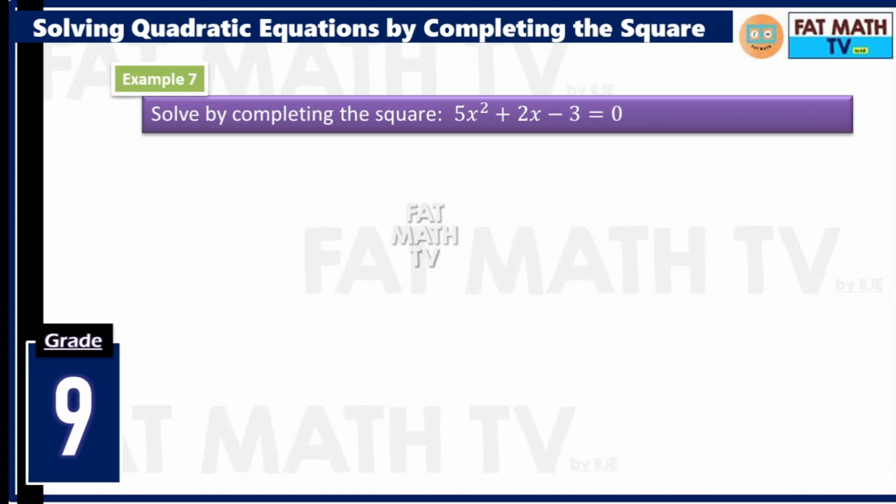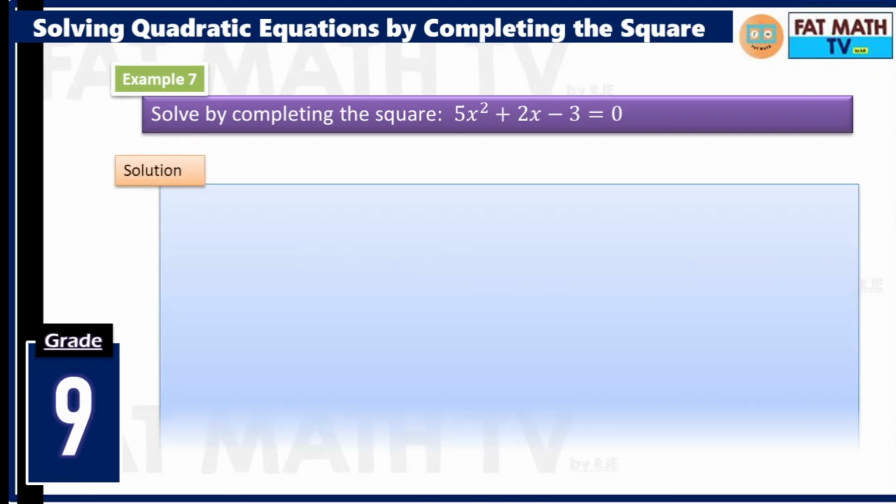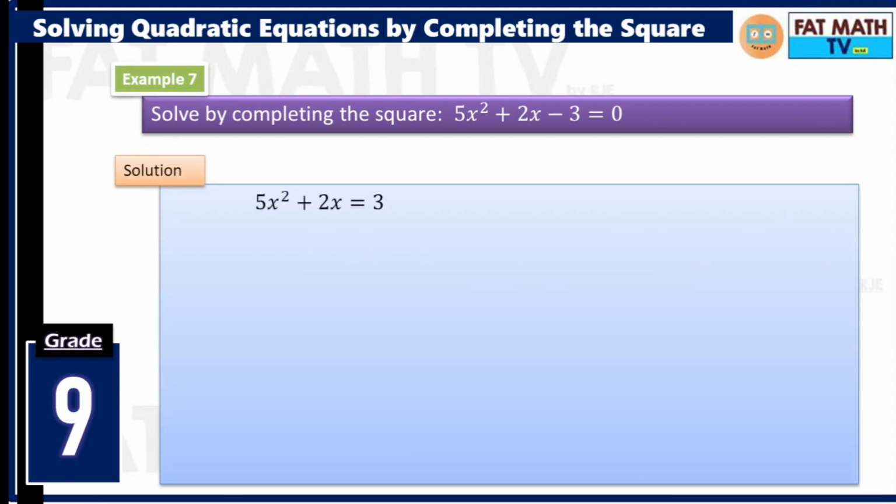Number 7, solve by completing the square. 5x squared plus 2x minus 3 equals 0. As you can see here, we already have a coefficient not equal to 1 for the quadratic term. So we have a 5 there with x squared. So what are we going to do? You can just divide both sides of the equation by 5.